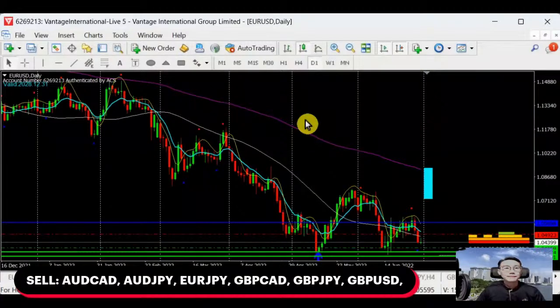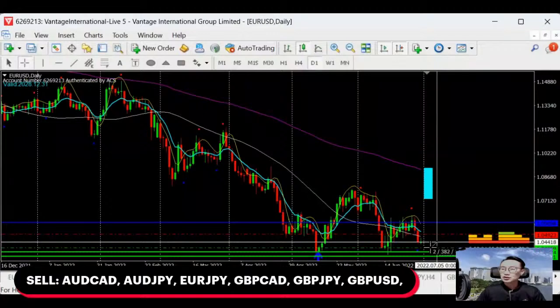Euro dollar, we are close. We are near to the support. Okay, but not yet.